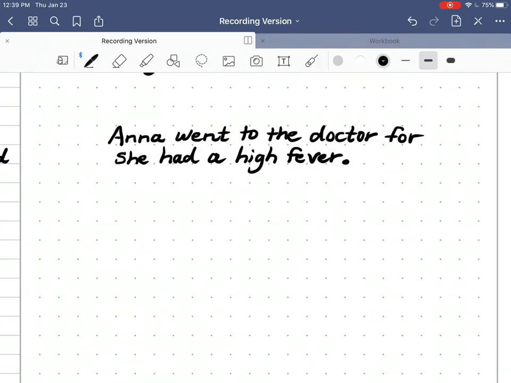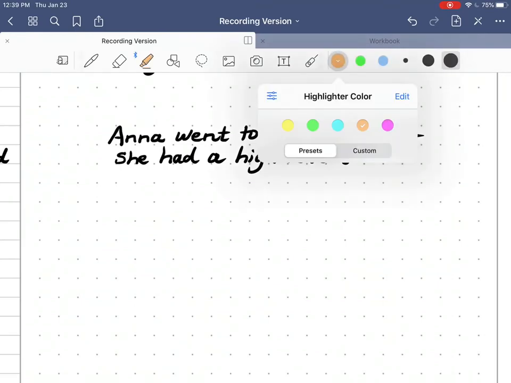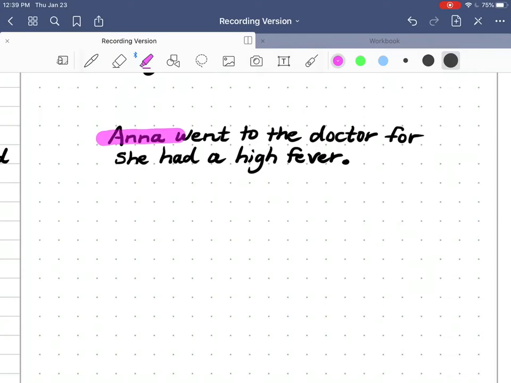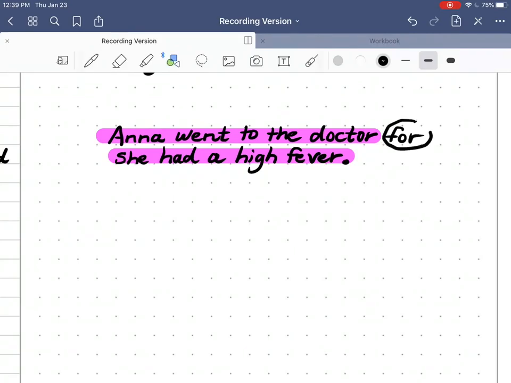So let's go ahead and count this one. Let's do our two sentences. Anna went to the doctor. What for? She had a high fever. So those two sentences become compounded when I join them with that conjunction. And the comma goes where? Before the conjunction.